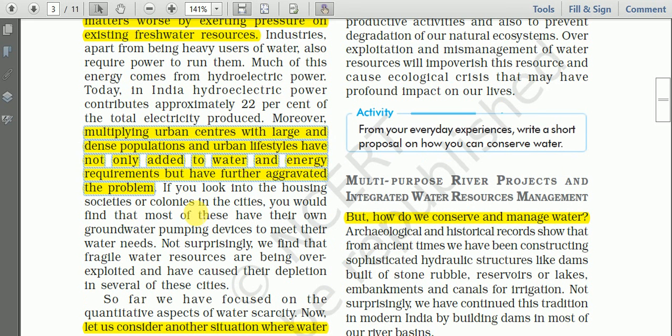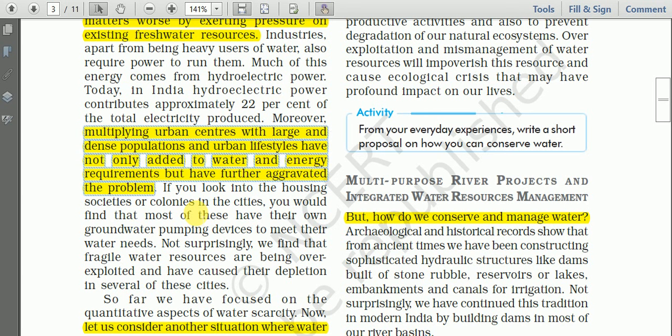Multiplying urban centers with large and dense population, urban lifestyles have not only added to water and energy requirement but have further aggravated the problem. See, nowadays urbanization is there. The number of cities has been increasing day by day. At the same time, density of population is also increasing, and because of that we need more and more water day by day.